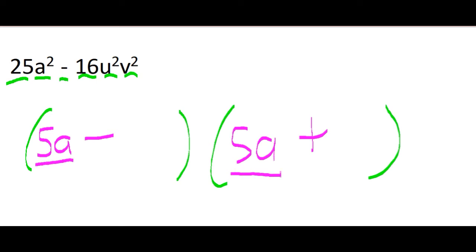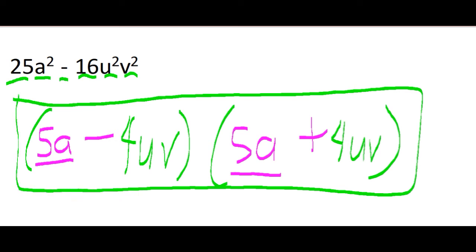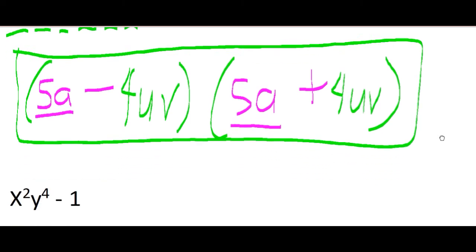Next, kunin natin ang square root ng 16. 4. Bakit 4? 4 times 4 ay 16. u naman, u squared, u, at v squared ay v. So, kung ano sinulat dyan, susulat din dito. So, this is the final answer in finding the factors of 25a squared minus 16u squared v squared. Okay, mabilis lang tong video na to.